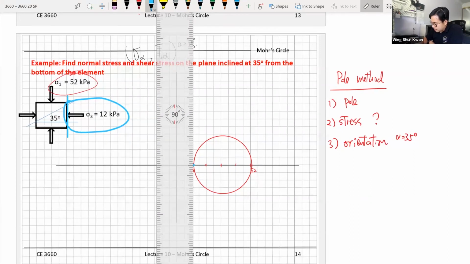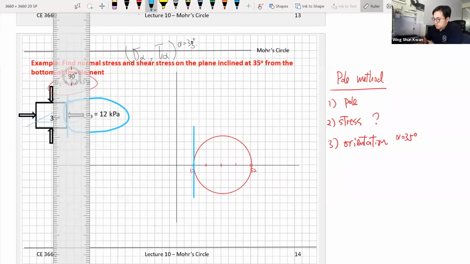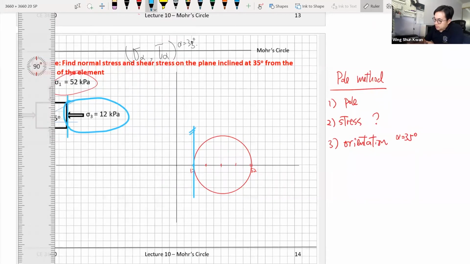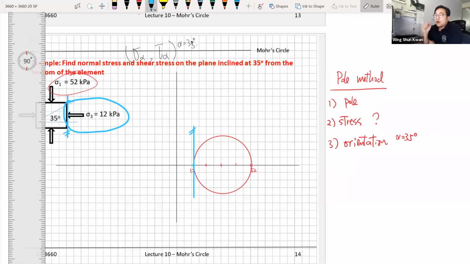So we only cut it through there. Remember what the pole means: it is the point on the Mohr's Circle that every plane needs to go through. This is the plane, and this is the plane, and you're only touching your Mohr's Circle at one point. So this is the pole.